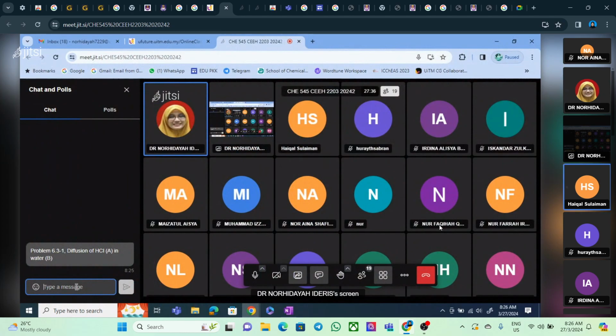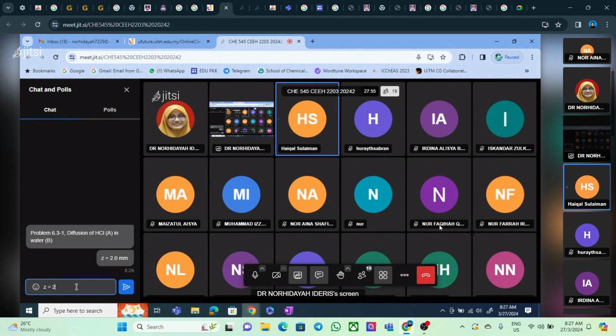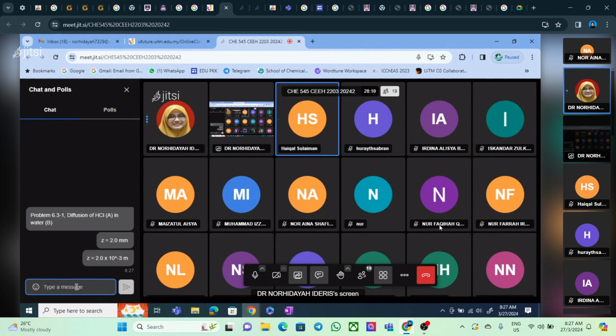What information? The solid is diffusing through a film of water 2 mm thickness. So you know that Z is equal to 2 mm. That's the value of Z. And then the concentration of HCl at 0.1 at one boundary of the film is given.